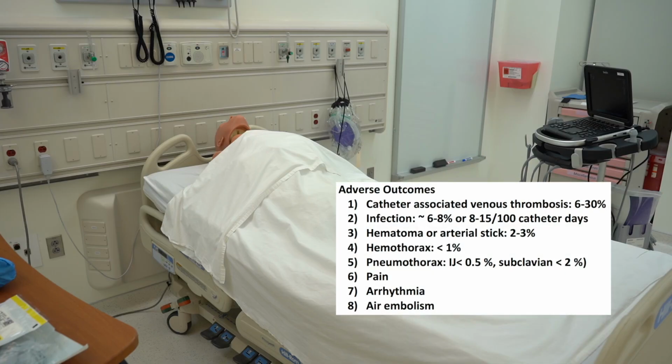As we think through the procedure, adverse outcomes are certainly on our mind. Catheter-associated venous thrombosis has a variable incidence in the literature. Infection risks, hematoma, arterial sticks, hemothorax, pneumothorax, pain, arrhythmias, and air embolisms.